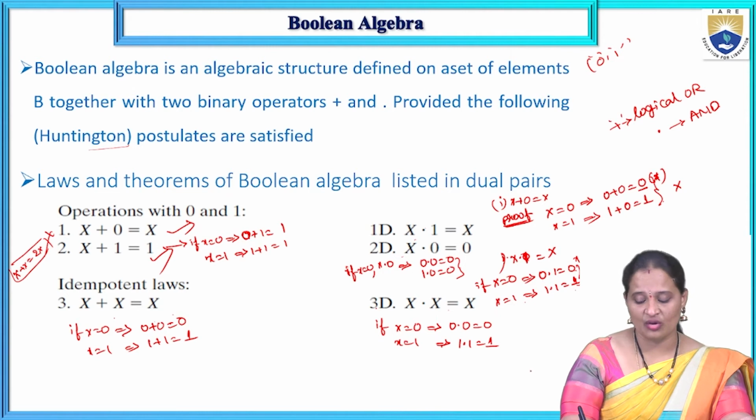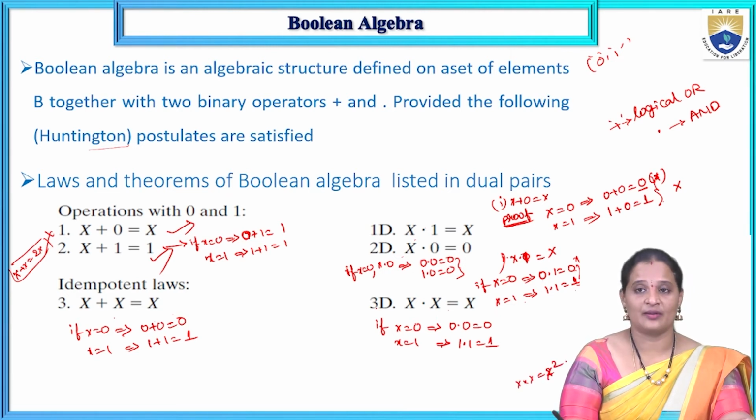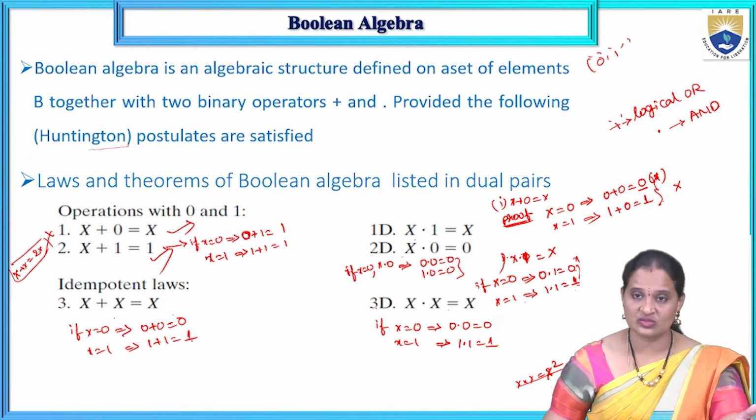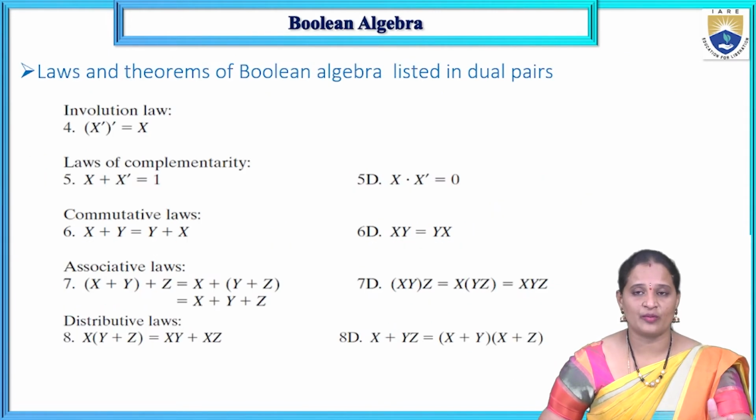Whereas in normal algebra, what is x dot x? We can write it as x square, right? But it is not valid in Boolean algebra. We have x plus x is equal to x and x dot x is equal to x. These things we have to remember.